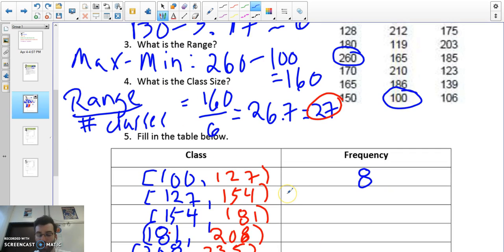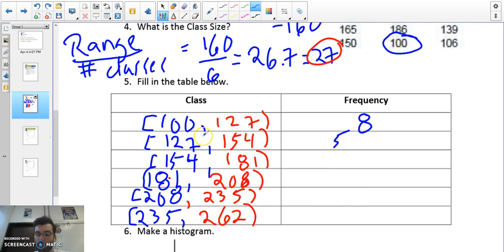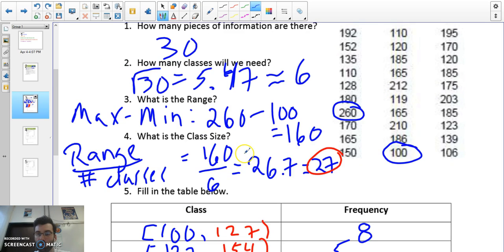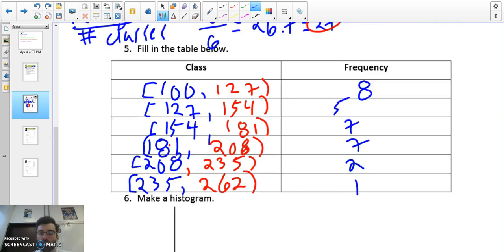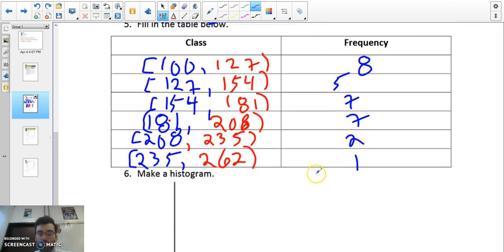In the second class, I do include 127 and go to 154. I counted 5. The next one, I go 154 to 181, count up all numbers. I found 7, then 7, 2, and 1.